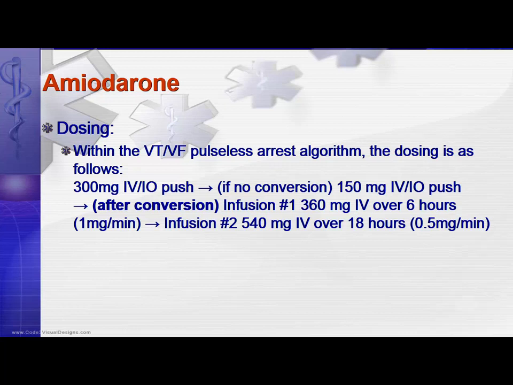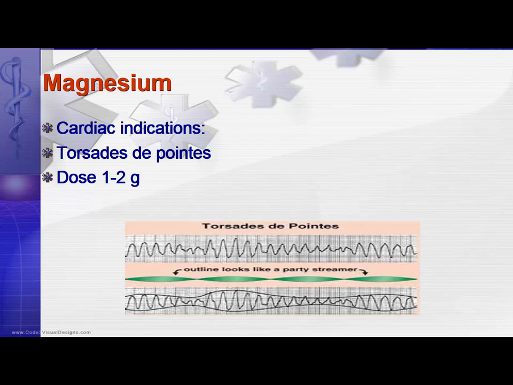Repeat 150 if needed, but then if you do have conversion, then you do want to do a 360 over 6 hours, 1 milligram per minute, and then they're going to allegedly do another infusion there. So that's just the recommendation there, okay? Magnesium sulfate, 1 to 2 grams for torsades.